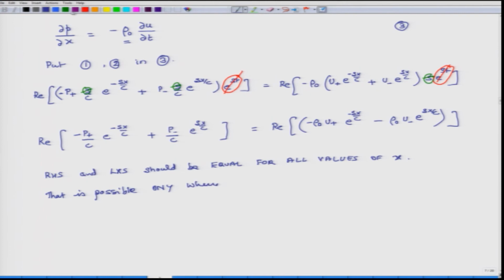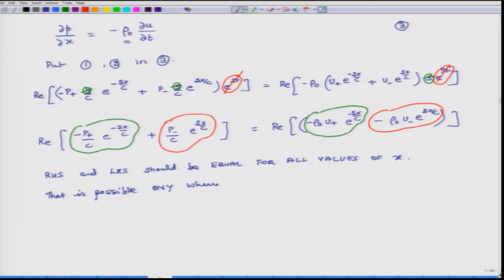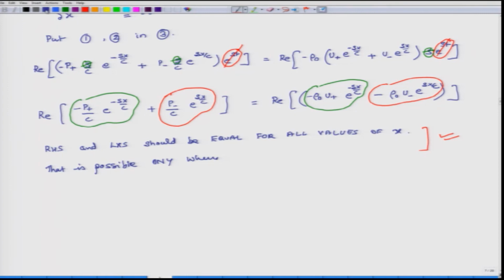What do I mean by that? That is possible only if this term in the green, which is multiplied by e to the power of minus s x over c, is the same as this term on the right side. And similarly, this term in red equals this term in red on the right side. Only then will this condition be true. Otherwise, we cannot make sure that for all values of x this remains true.